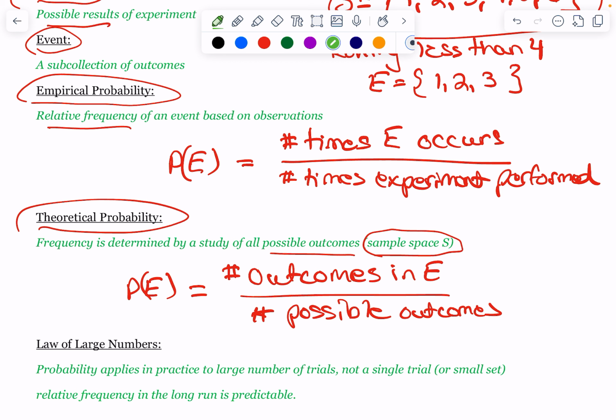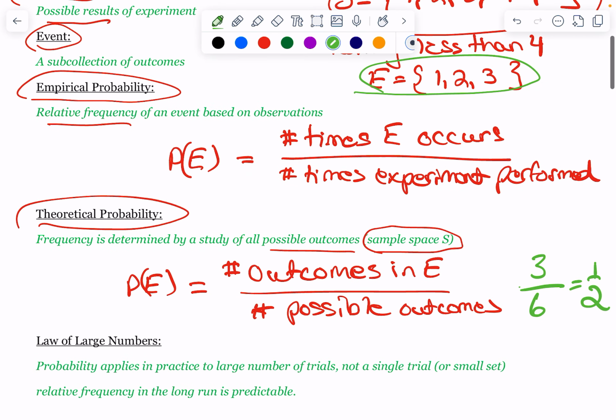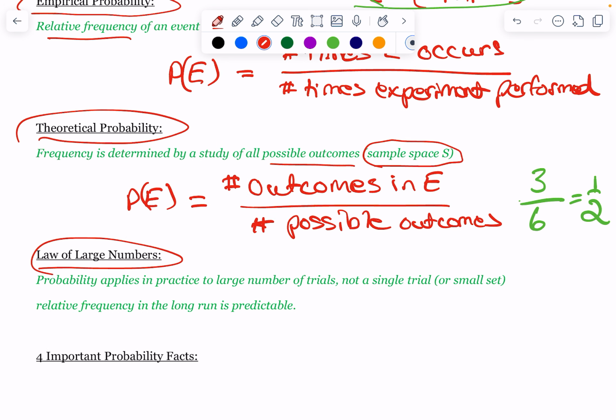So, for example, if we look at rolling less than 4, we have 3 outcomes in that event, and all the possible outcomes, we have 6. So we can simplify this to a half. Okay, next one is the law of large numbers. Probability applies in practice to a large number of trials, not a single trial or a small set. Relative frequency in the long run is predictable.